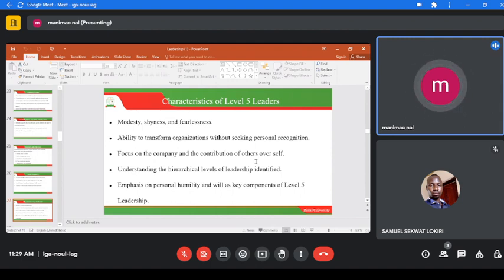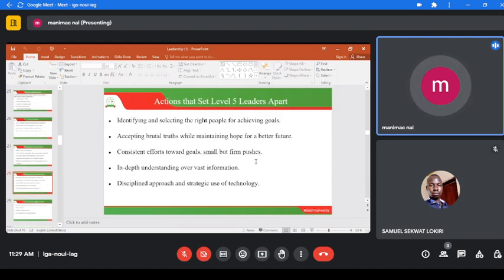You also need to understand the hierarchical levels of leadership identity. You need to put more emphasis on personal humility, and you also need to look at will as a key component of the five levels of leadership.